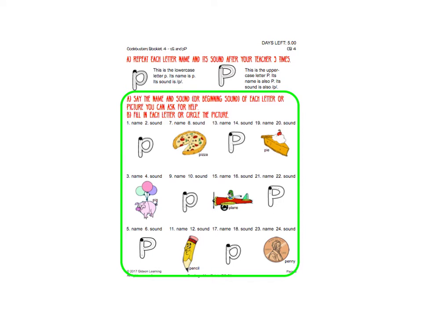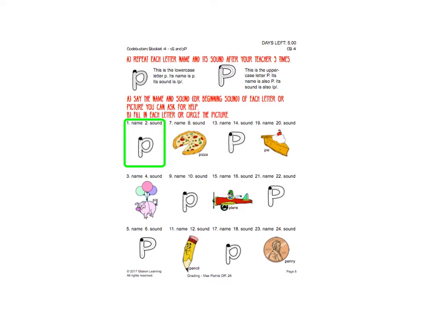Say the name and sound or beginning sound of each letter or picture. You can ask for help. Fill in each letter or circle the picture. Let's start with the first one. This is lowercase letter P. Its sound is P. And now I can write my lowercase p. This is pig. Its beginning sound is P. And then circle the pig.